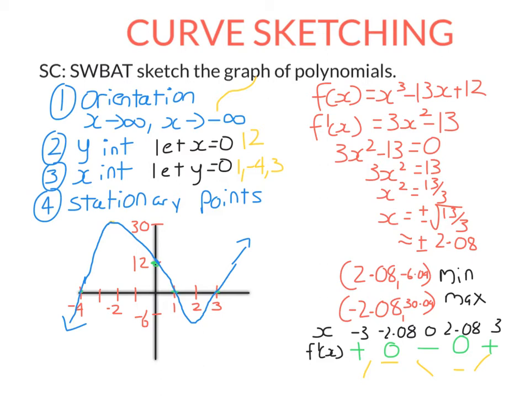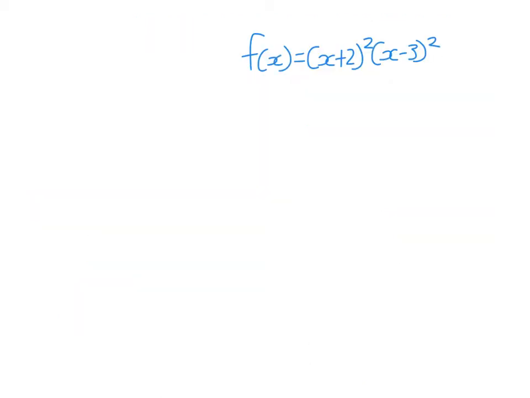All right, now I'm going to do another type of example, but try and go through it quickly. So please pause and copy this down if you need. So let's go about graphing this function here, which is in factorized form. So firstly, we'll look at the orientation.